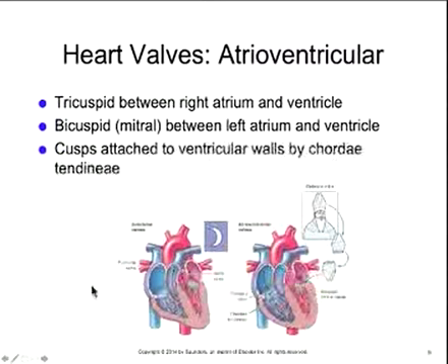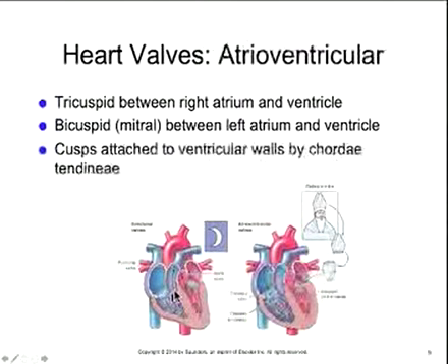You'll notice that the valves themselves are held in place by little tendons called chordae tendineae, and those have a dual role. They ensure that the valves only open in one direction, and they make certain that when the pressure is exerted in the ventricles, the valves don't flip back into the atria. So we open only from atria to ventricle, and we don't ever flip back in the other direction. If that were to happen, that's called a prolapse, and that can be heard as a heart murmur by a stethoscope, and often that needs to be surgically repaired.